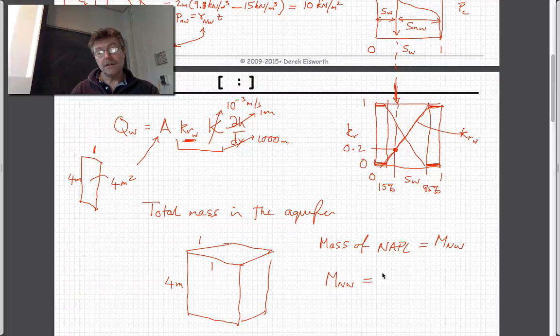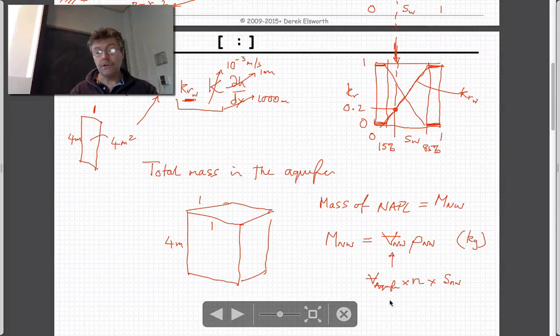It's going to be the volume of the non-wetting multiplied by its density, I guess. So meters cubed times kilograms per meters cubed, I guess, is kilograms. And the volume of the non-wetting is going to be the volume of the aquifer times the porosity. So these two together give you the total volume of the pore space, and multiplied by the saturation of the non-wetting component. And I think we have all of those. The volume of the aquifer per plan area of 1 meter is going to be 1 by 1 by 4.